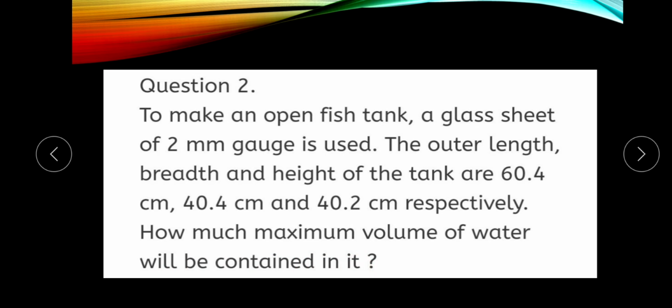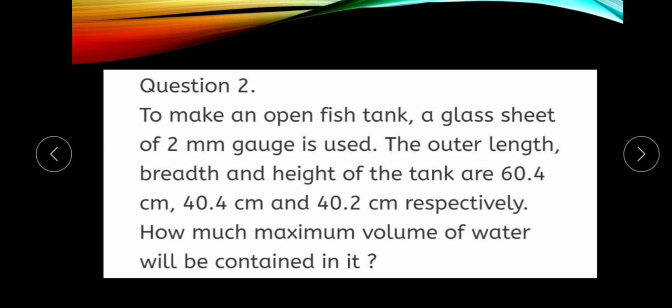Let's understand the question, children. It is given as open fish tank. A fish tank is having a shape of cuboid. So now a glass sheet of 2 millimeter gauge. Gauge means, dear children, it is thickness. So this 2 millimeter we need to convert it into centimeter.